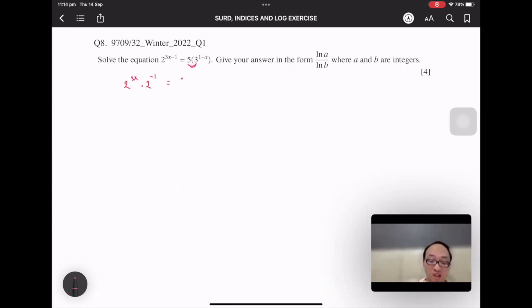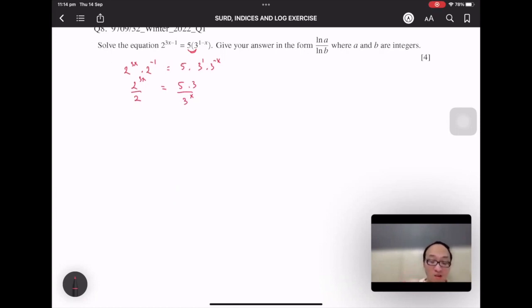And then the right side, 5 times 3 to the power of 1, 3 minus x. So this is 2^(3x) over 2. This is 5 times 3 over 3 to the power of x. And then we can cross multiply. I have 2^(3x) times 3^x equals 2 times 5 times 3. To combine this, I have to make it into to the power of x. So this is 8^x times 3^x equals 30.